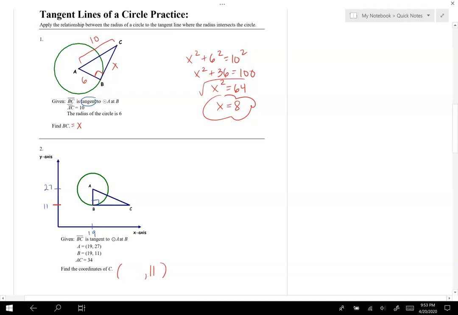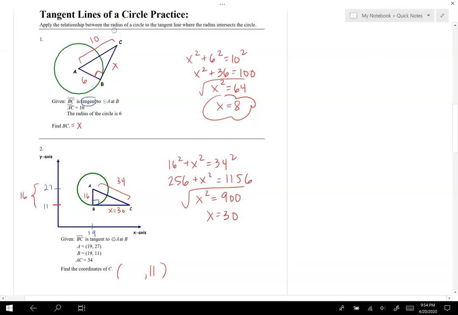So hooray, we're part of the way there. And then we know AC is 34, and this distance here between 27 and 11, so the distance there is that they're 16 apart, means that AB is also 16. So there's 2 of the 3 sides of the right triangle. And if I find segment BC in this picture, then it'll help me find the x-coordinate of C. So I've got 16 squared plus x squared equals 34 squared. 256 plus x squared equals 1156. X squared equals 900. Take the square root. So x is 30. So in this picture, this length is 30.